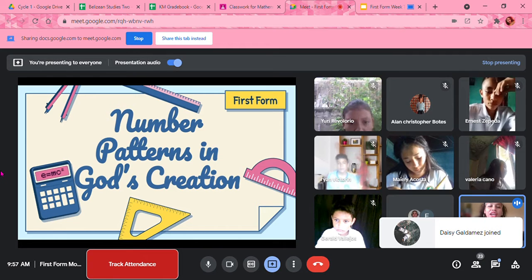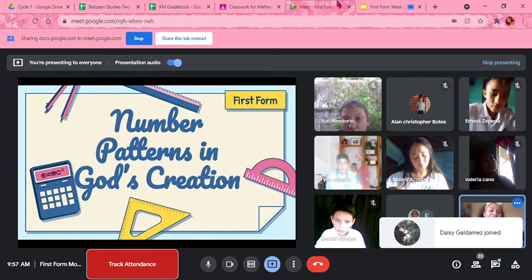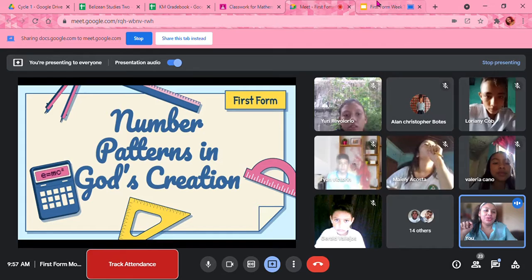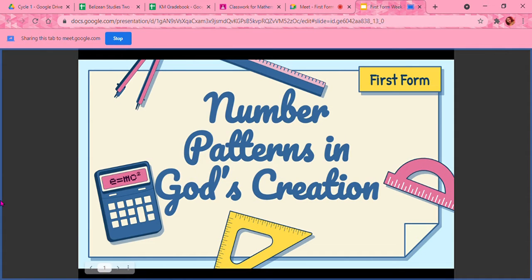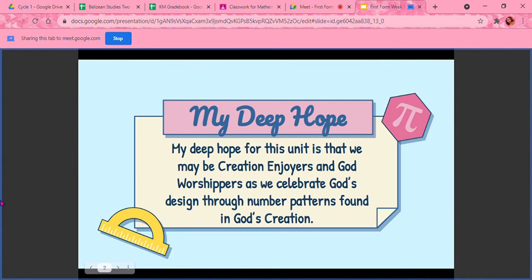Okay, so as usual, our topic, our unit that we are doing is number patterns in God's creation. My deep hope for this unit is that we may be creation enjoyers and God worshippers as we celebrate God's design through number patterns that we can find in creation.